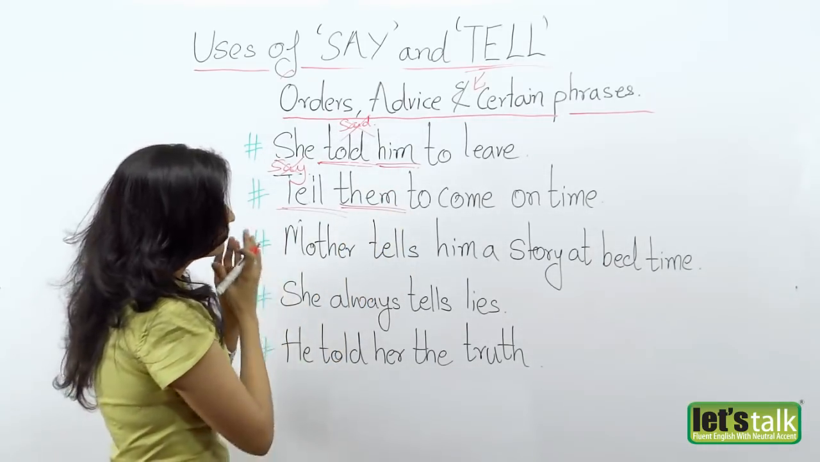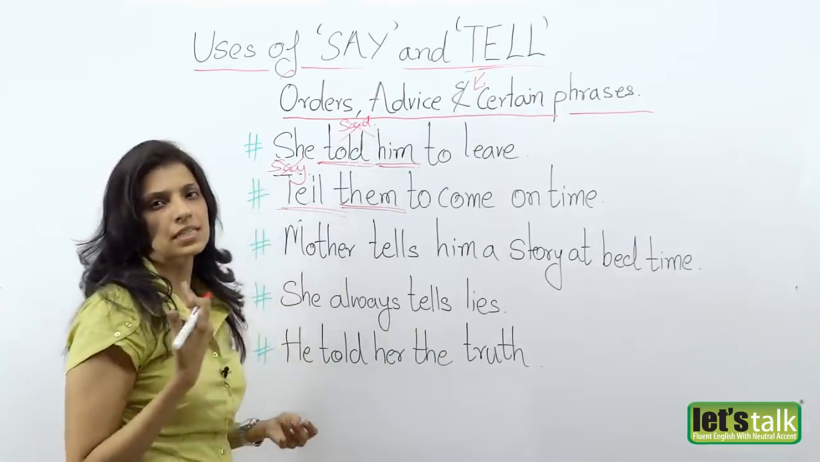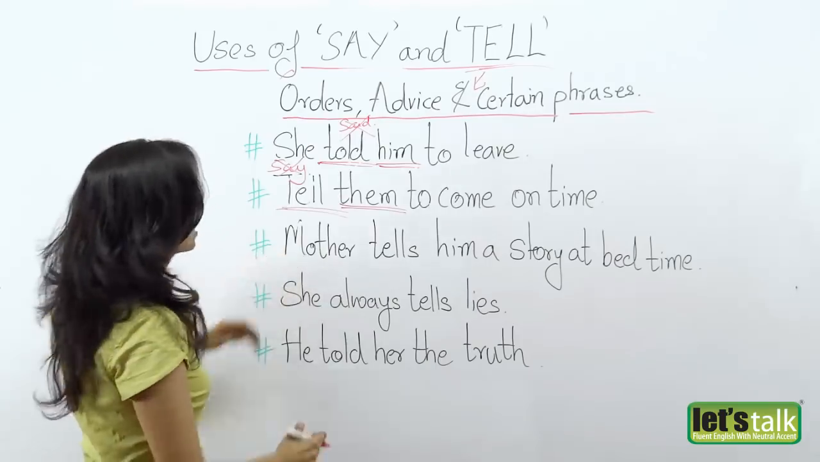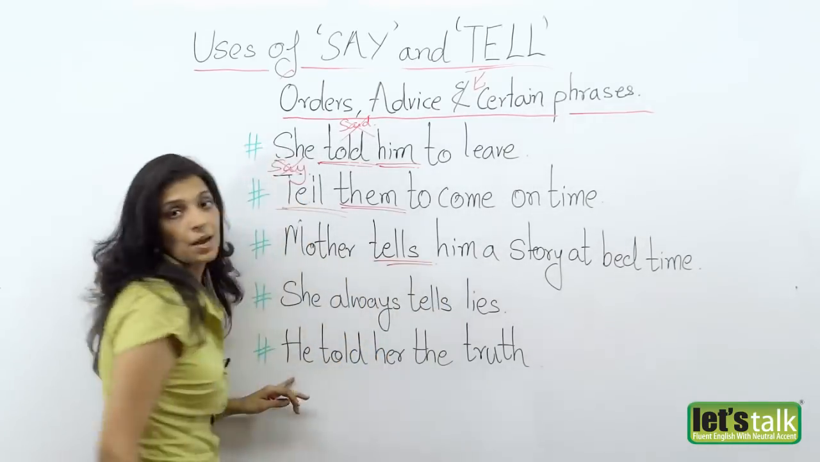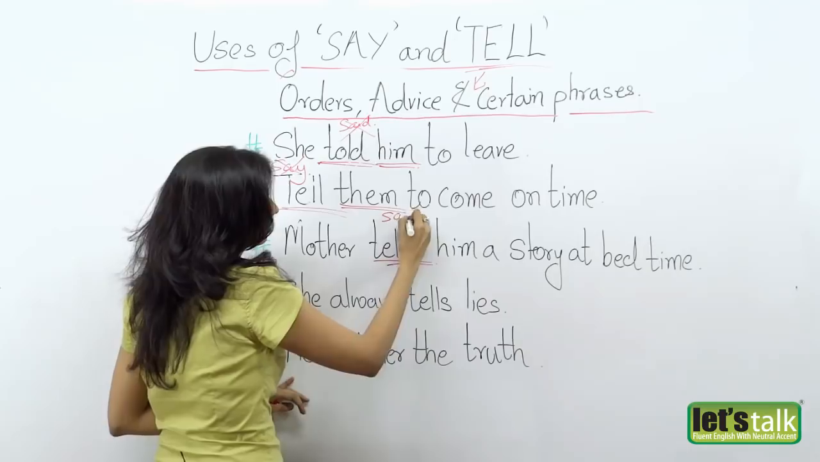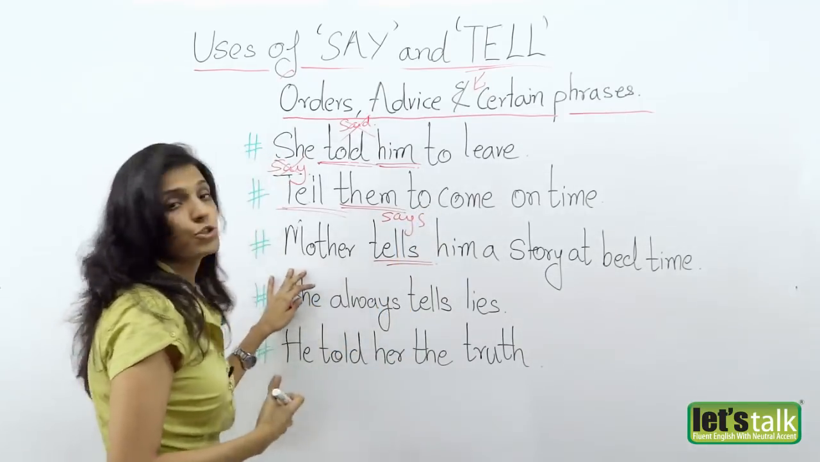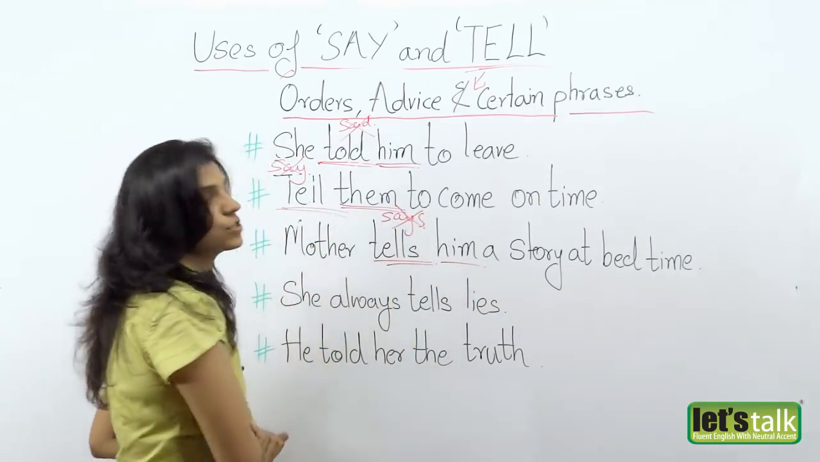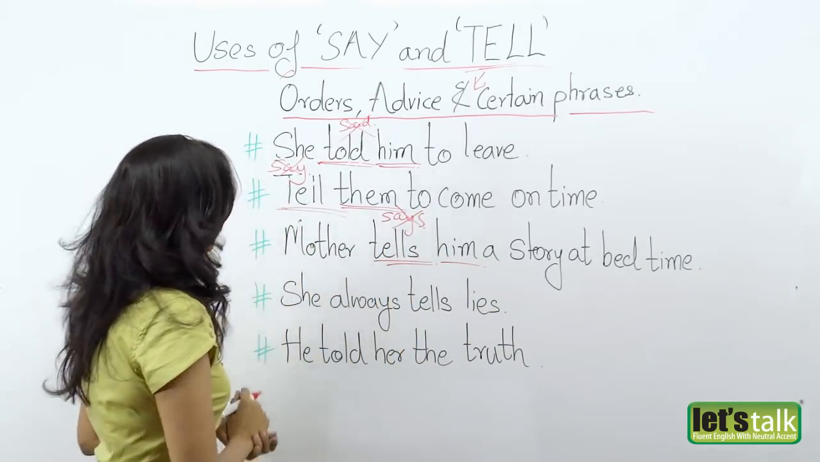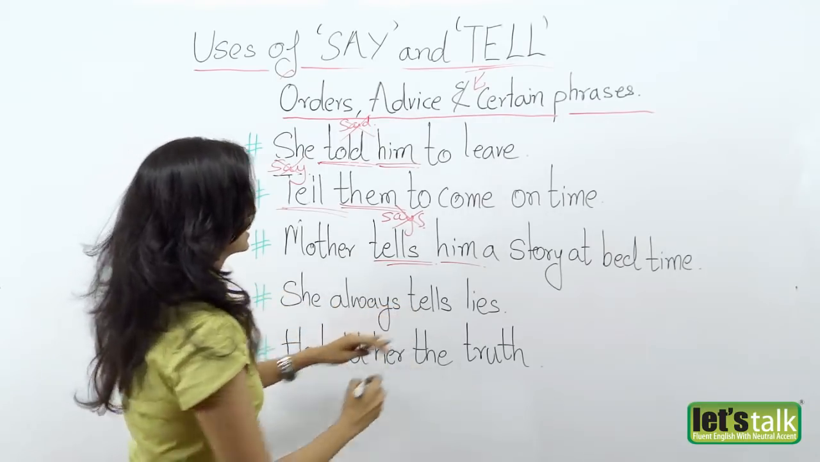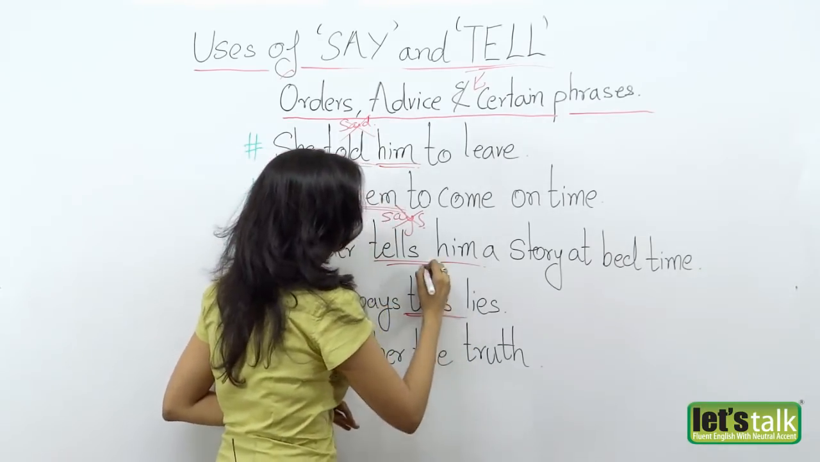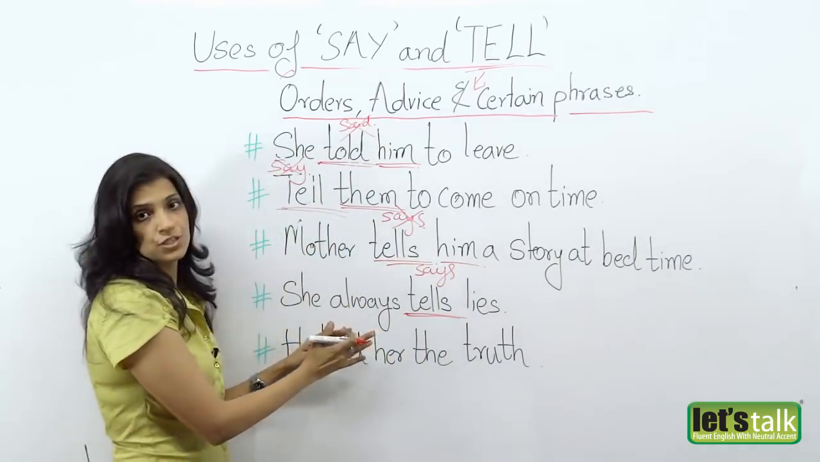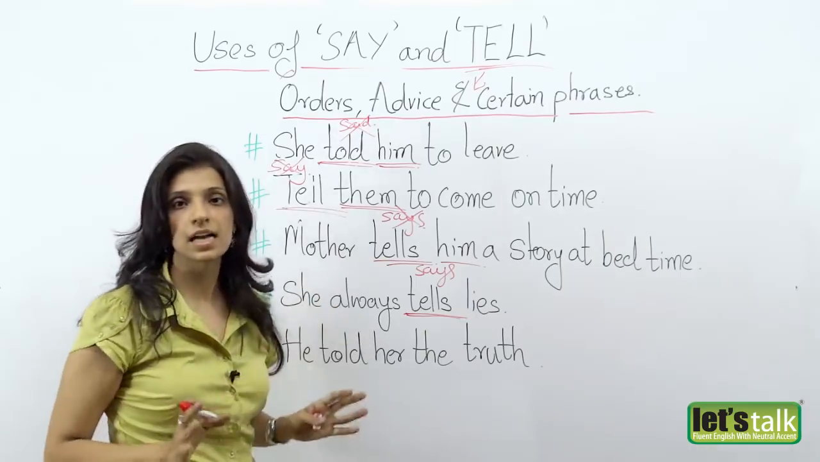Now there are certain phrases where we always use tell. For example, you tell someone the truth, or you always tell lies, but you never say lies. So for example, mother tells him a story at bedtime. You cannot use mother says him a story at bedtime. She tells someone something. So she tells him a story at bedtime. In my next sentence, she always tells lies. You cannot say she always says lies. She tells lies. You always have to use tell. These are certain phrases where you always have to use tell.